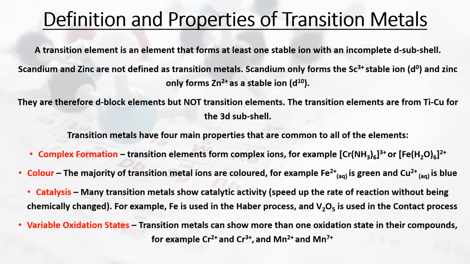So just a standard F- fluoride anion is a simple ion. Something like these, where we have lots of different atoms and quite a big structure with an overall charge on it, is a complex ion. The second is colour. The majority of transition metal ions are coloured. For example, the Fe2+ ion, if it's aqueous, is green. The copper 2+ aqueous ion is blue.